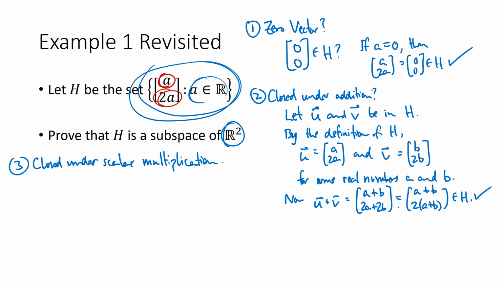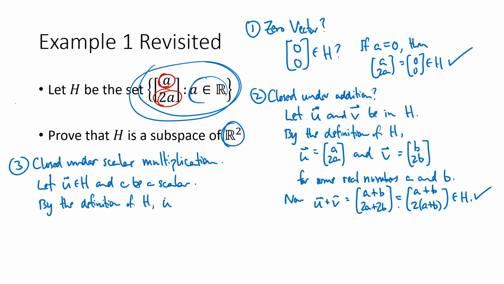Okay, so when we wanted to show that this was closed under addition, we said let's pick 2 vectors in H. For scalar multiplication, we're going to pick 1 vector out of H and an arbitrary scalar. So let's let U be in H and C be a scalar. And just like before, we don't want U to be any particular vector. We want it to be a generic vector coming out of our set H. By the definition of H, what does U look like? U looks like A, 2A for some scalar A.